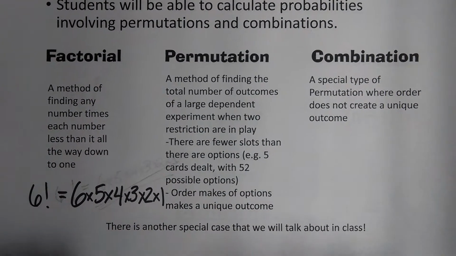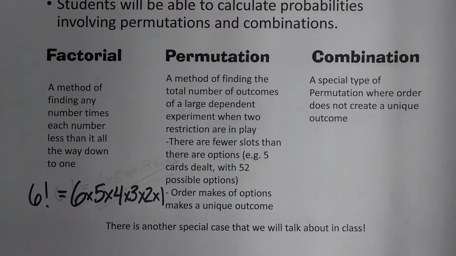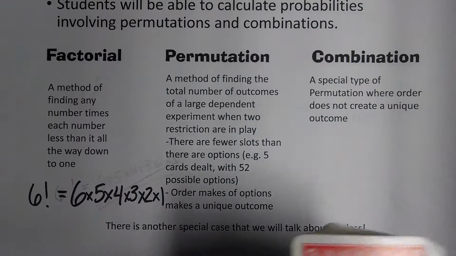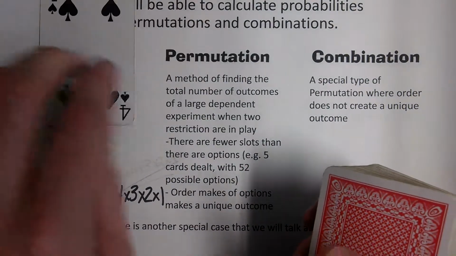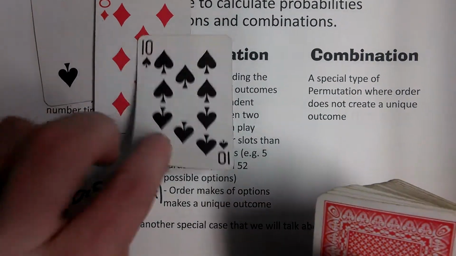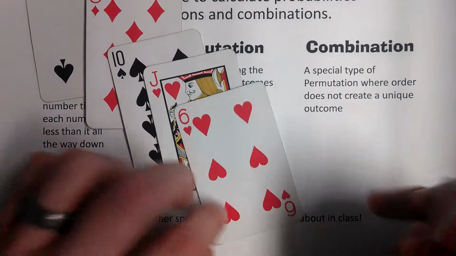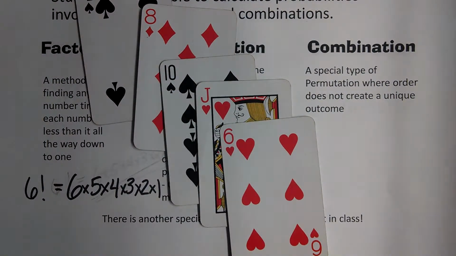A permutation is a method of finding the total number of outcomes of a large dependent experiment when 2 restrictions are in play. The first is there are fewer slots than there are options. So instead of dealing all 52 cards, maybe I only want to draw 5. Because the game that I'm playing requires my hand to be dealt 5 cards.